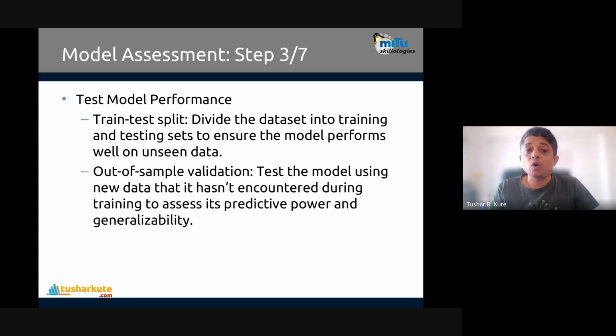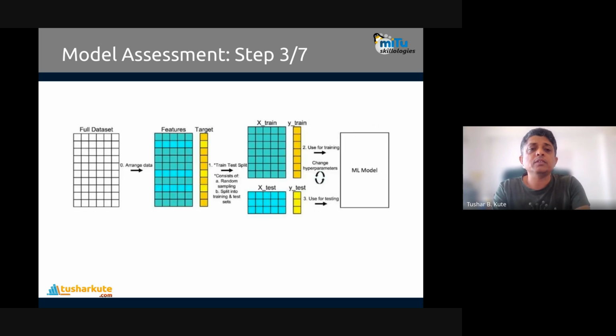And then secondly, out of sample validation. Out of sample validation means testing the model using new data which is not encountered during training, which assesses the predictive power and generalizability. All these things can be evaluated. See the example mentioned here. I hope in machine learning also you may have seen these kinds of methods.